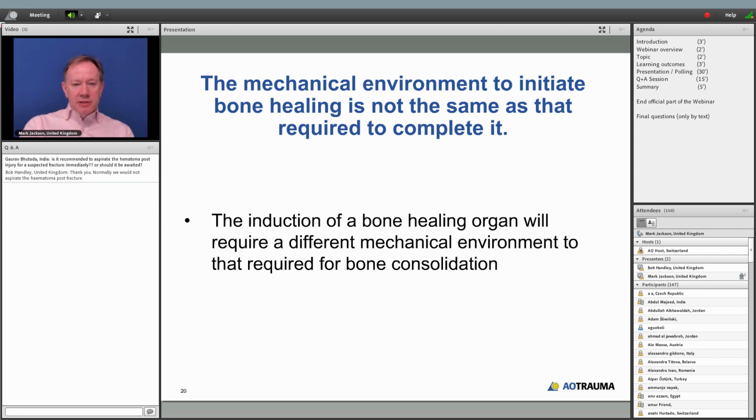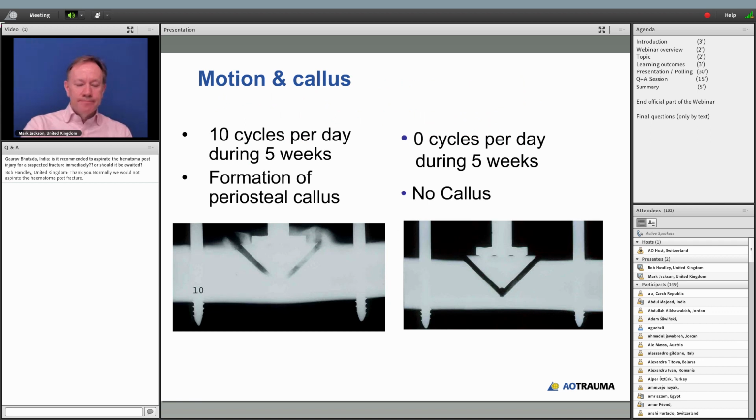But one of the key things is that the mechanical environment changes, and what is needed by the fracture evolves during the process of fracture repair. And we'll look at that when we come to the unified theory of fracture healing. But we need to get changes during this process to get a smooth, orderly process towards bone union. So a little bit of movement is good. In fact, it's absolutely essential.